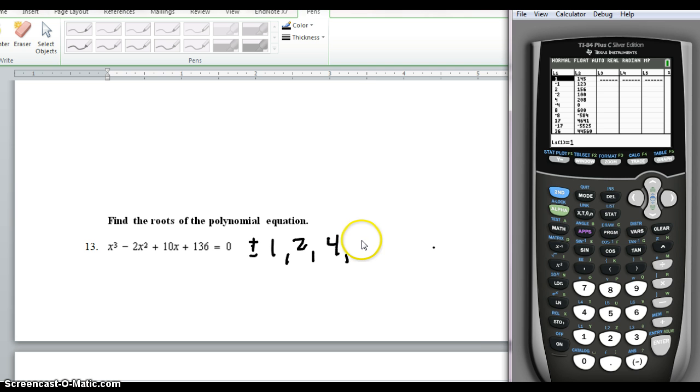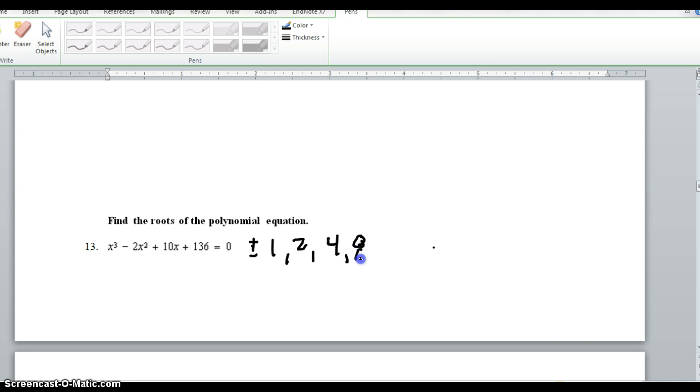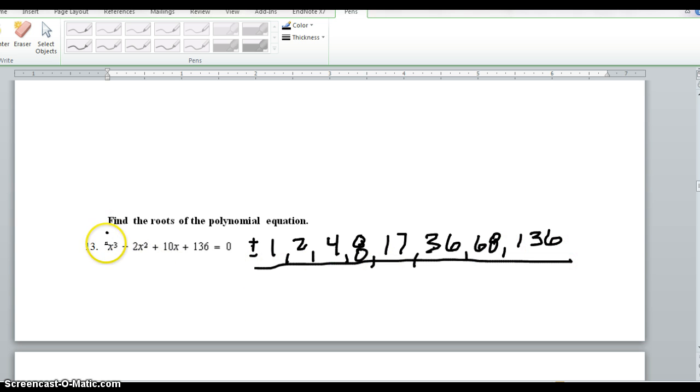Let's write these out here. 4, 8, 17, 36, 68, and 136. And all of these are going to be over our leading coefficient of 1. So we'll put plus and minus 1.